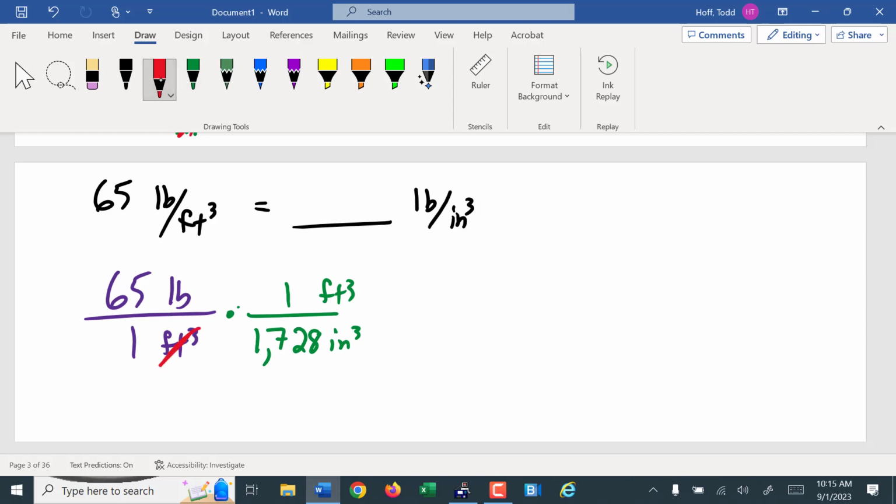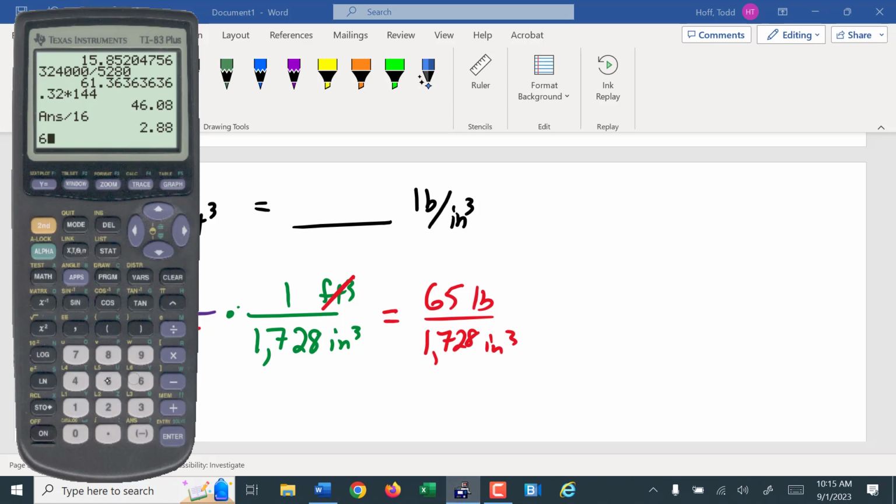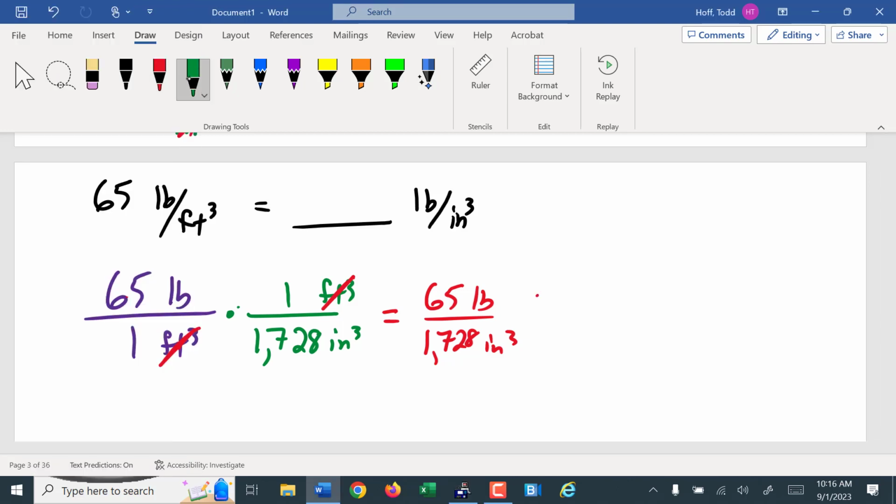So now the cubic feet cancel out. 65 pounds times 1 is 65 pounds. 1 times 1,728 is 1,728 cubic inches. And we have to divide. 65 divided by 1,728 is 0.038. Of course, the units will be pounds per cubic inch.